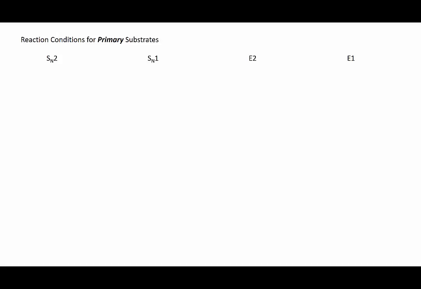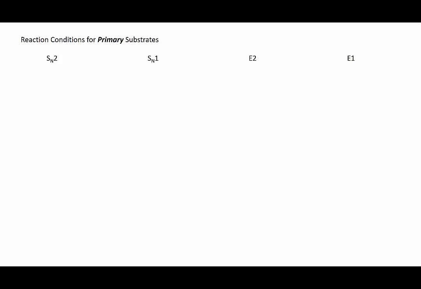At this point, we've discussed 4 different reaction types: SN2, SN1, E2, and E1. Now we need to be able to differentiate between when each of these reactions will happen. The easiest way to do this, for me, is to look at the substrate first. If we have a primary substrate, we can actually eliminate a couple of the options.